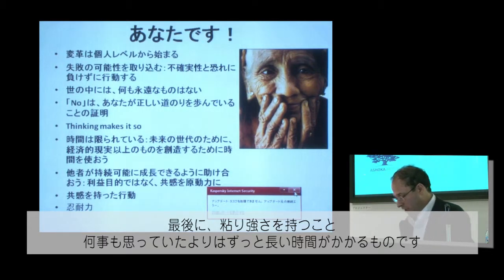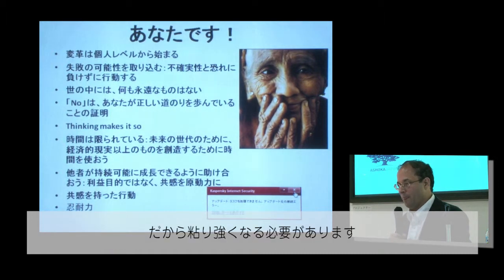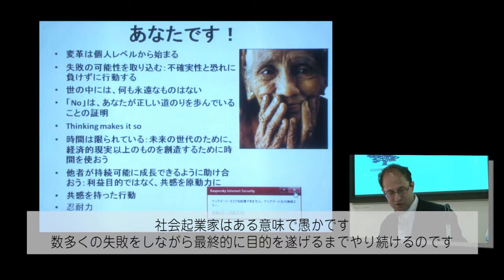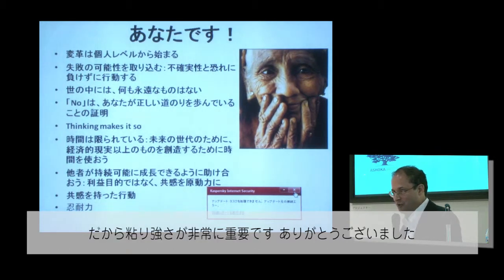And finally, have perseverance. Everything takes much longer than you think it will. And you have to be persistent. If you think about the difference between entrepreneurs and social entrepreneurs, if entrepreneurs see failure coming up, they'll quickly jump to the next thing and start entrepreneuring away. Social entrepreneurs, we're kind of stupid. We just sort of stick with something through a lot of failure until we finally get it right. So perseverance is very important.